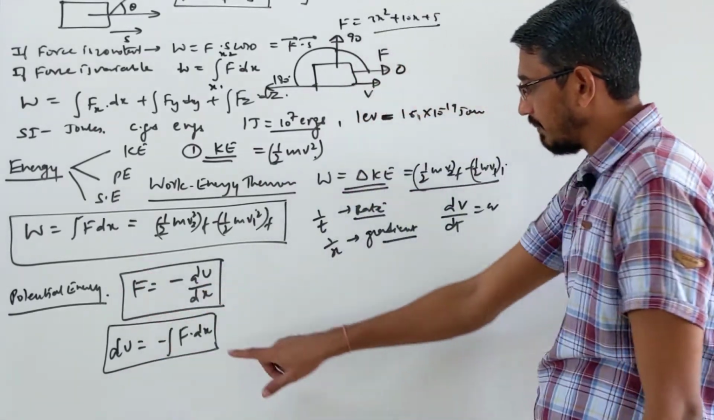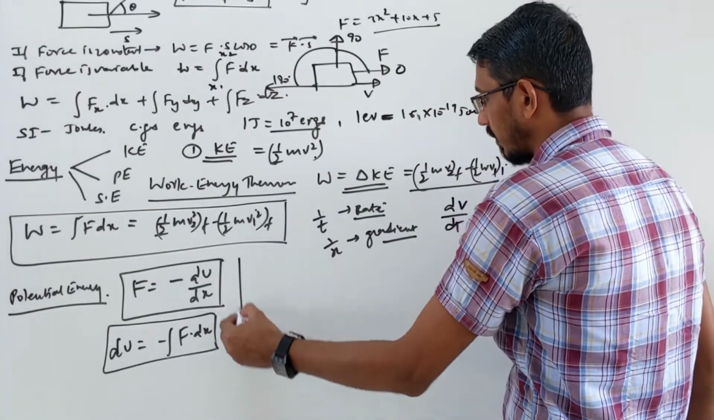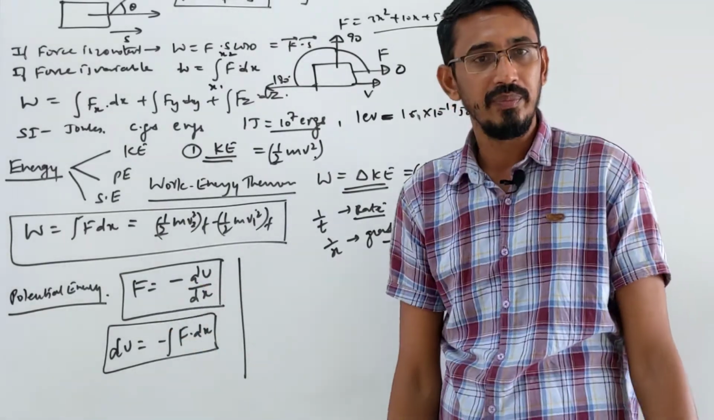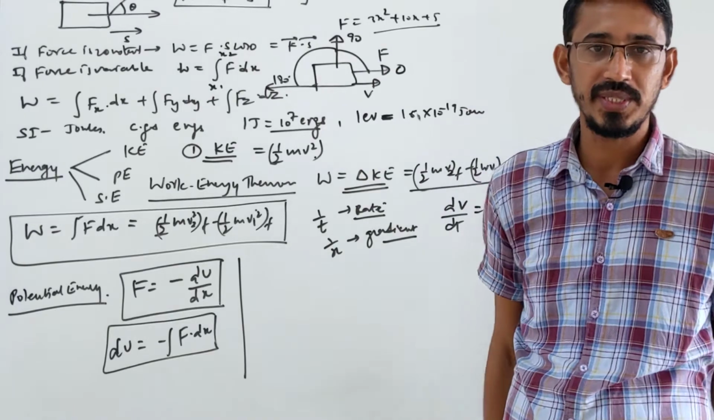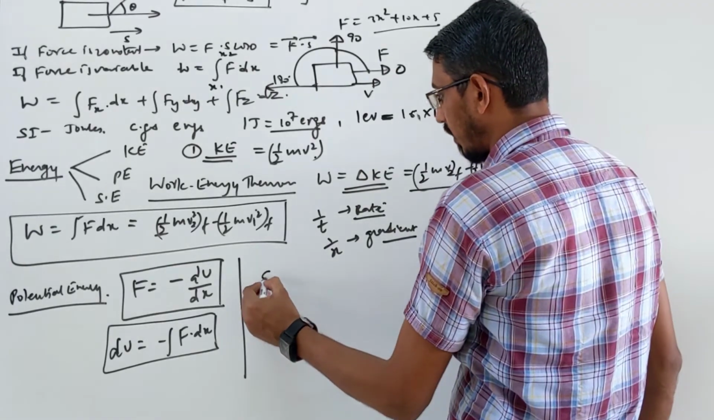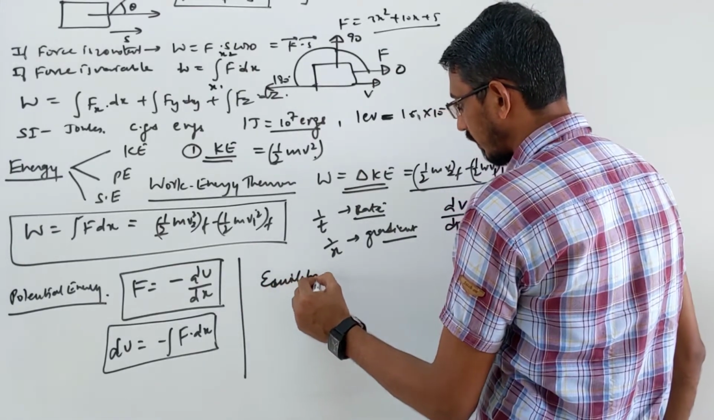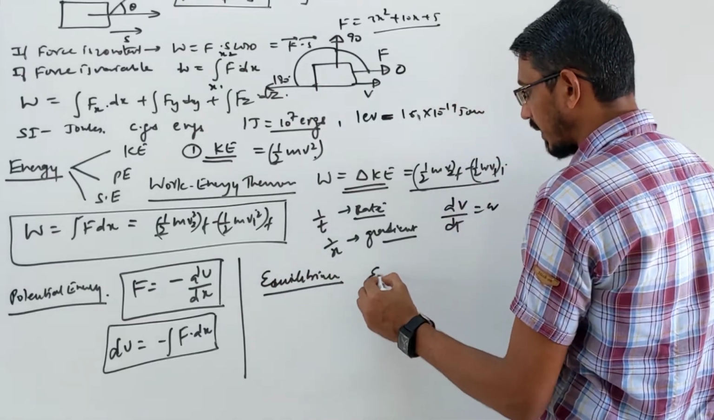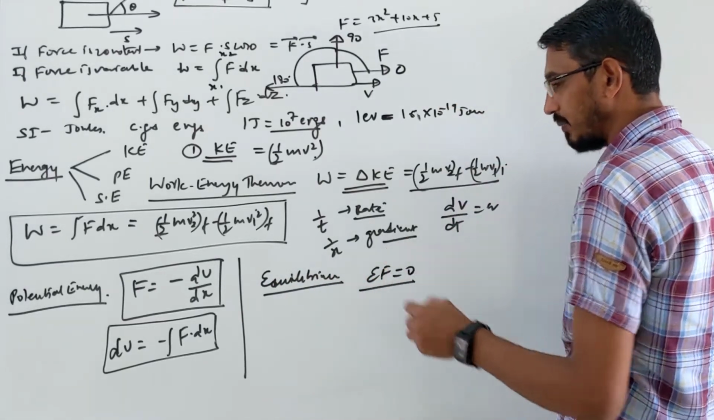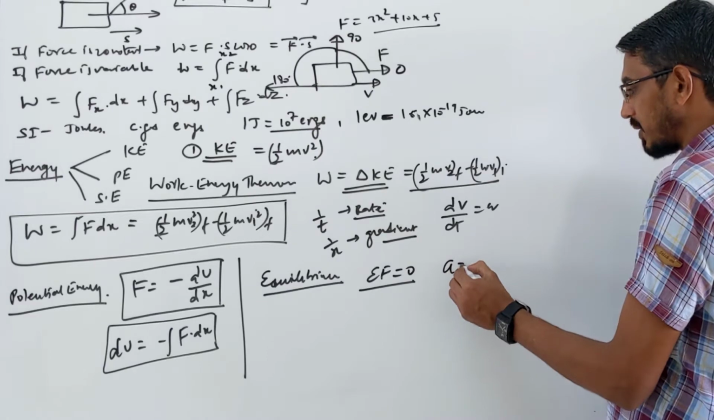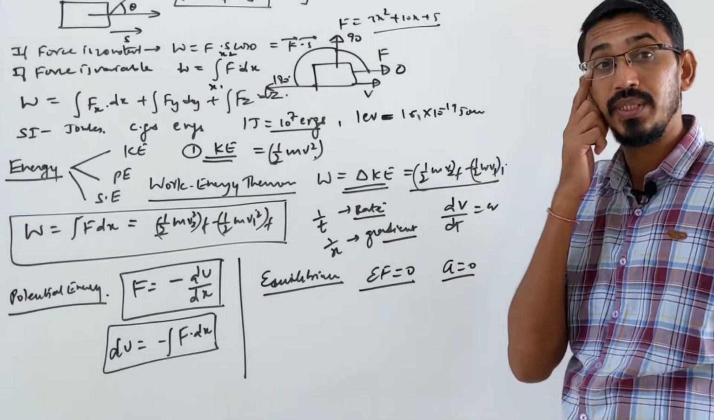Now the main question they ask about potential energy is equilibrium, because potential energy tells you the equilibrium of the system, right? So when you hear the word equilibrium, look here: equilibrium is when the net force acting on that system is 0. You say net acceleration is 0, or net force on the system is 0.